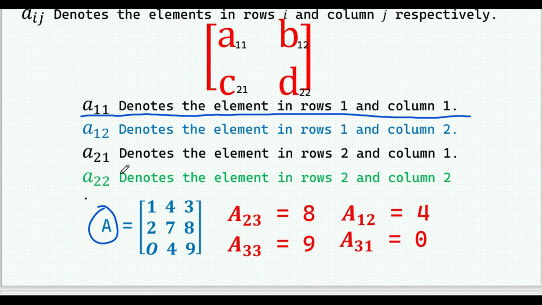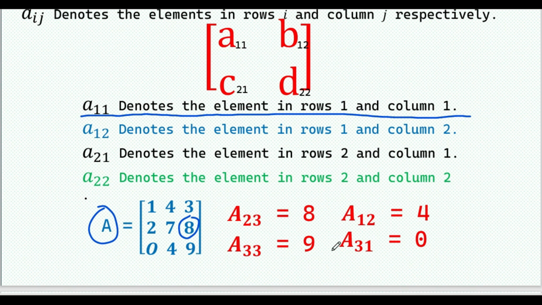So when we say A23, it means matrix A, position 2, 3. Position 2, 3 in this case is the second row, third column, which is of course 8. This is in the second row, the third column. That's why you can see 8, 2, 3. Right?